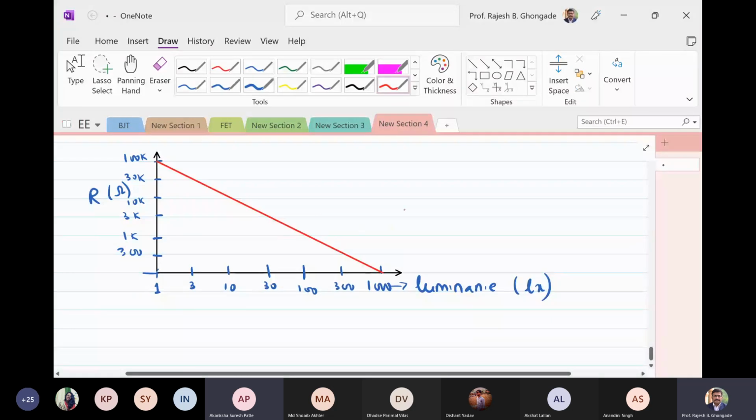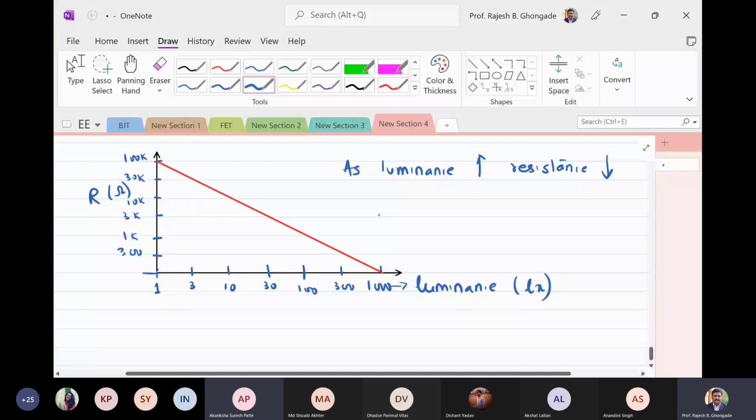So what does this tell you? By looking at these characteristics, what does it tell you? The more the light is, the less the resistivity is.